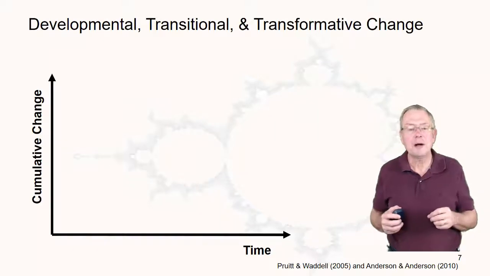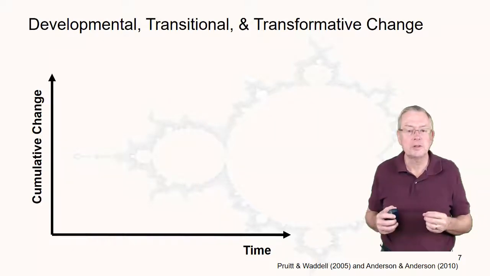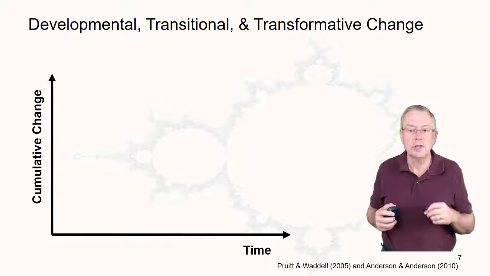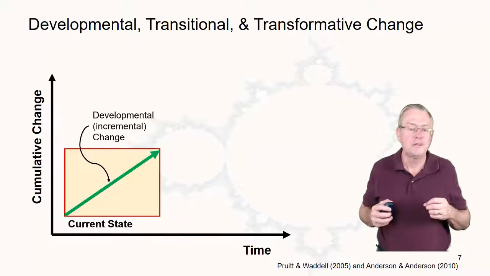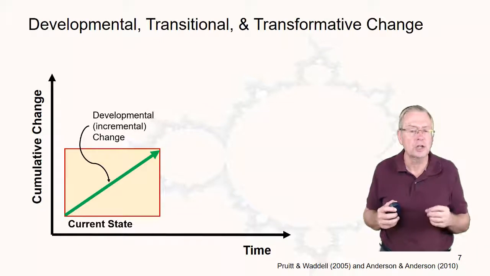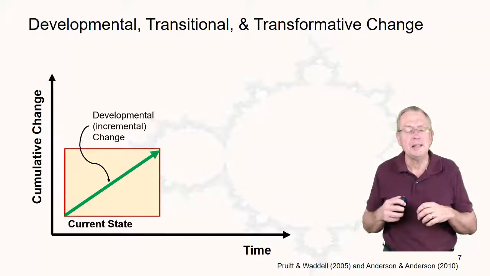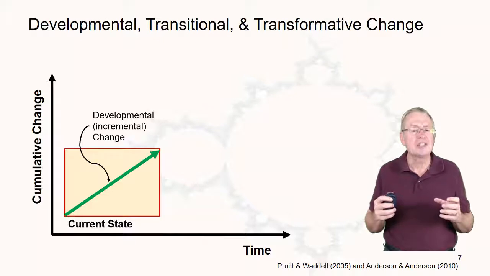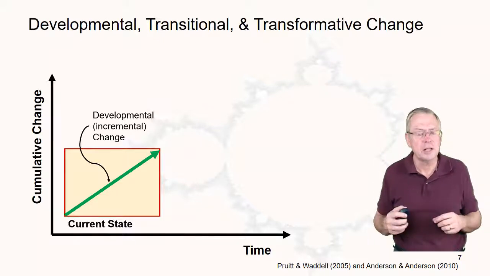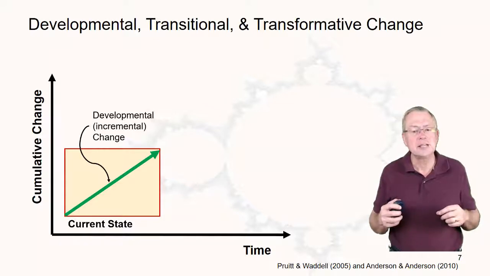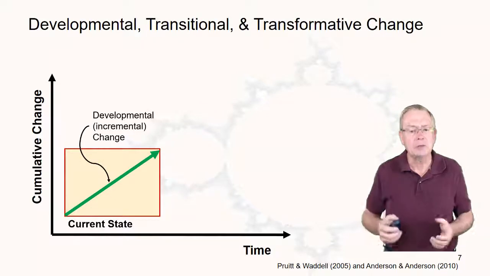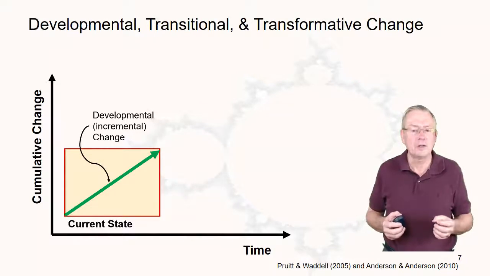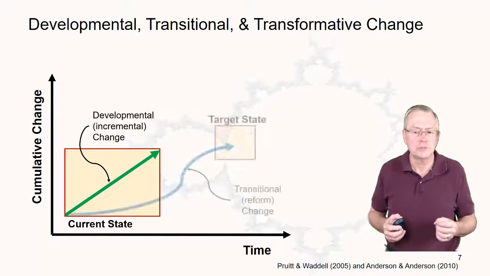So let's talk then about the graphics of how developmental, transitional, and transformative change can be illustrated. The developmental or incremental change occurs within a change state that is known and controllable. We're able to move from the current state to something that is incrementally better, but again is within our bounds of control. Developmental or incremental change.